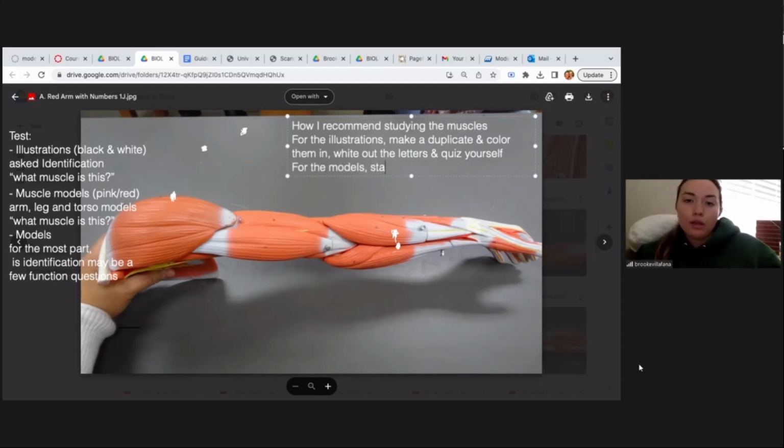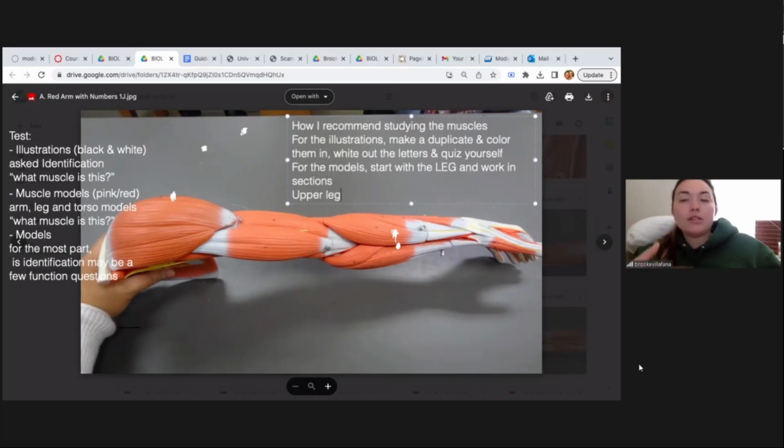For the models, start with the leg and work in sections. You're going to study the upper leg for a while until you get the feel for it before moving on to the lower leg. Kind of like with the bones. Remember how you learned a bone before you learned a new bone? You didn't try to study all 20 bones at the same time. For this exam, you do the same thing.